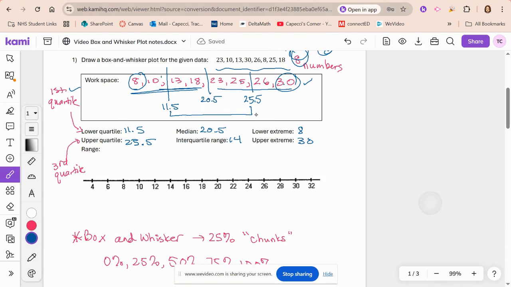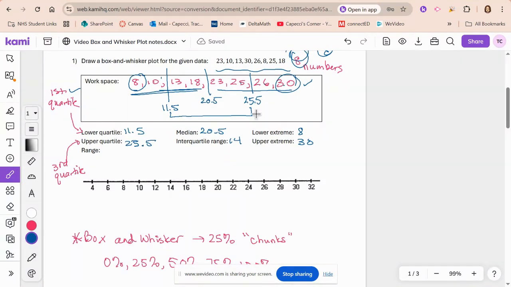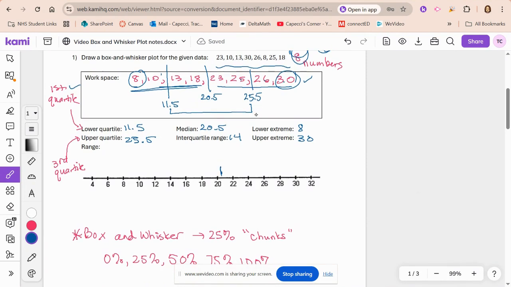Now, how to create a box and whisker? Well, first I start with the median, and it's 20.5, so I'm going to put that right about here. The other part of my box is my quartiles. So I have 11.5 is about here. That's my lower quartile or first quartile. And then I have 25.5 is there. I draw my box.